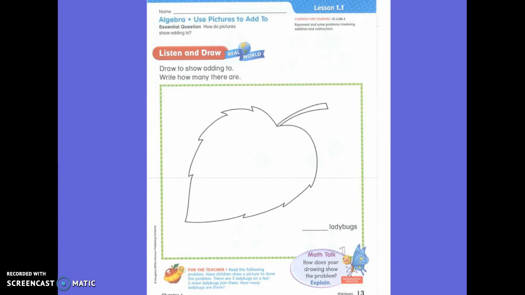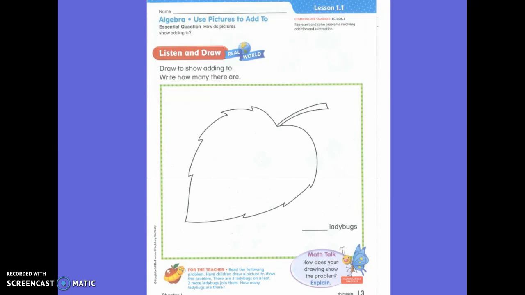I want you to make sure that you have out your top colorful page and you are going to have it on the page that has the leaf. Look at this leaf. It's empty. But something's going to happen. So I want you to listen to my story very carefully.